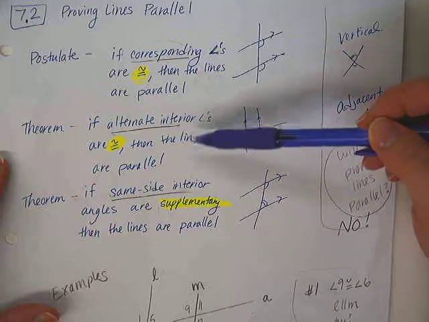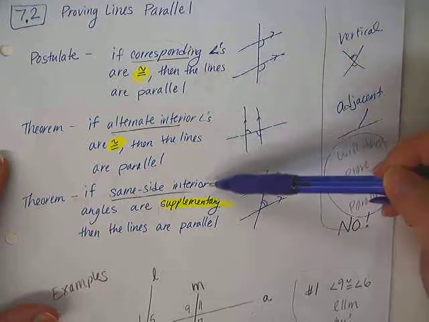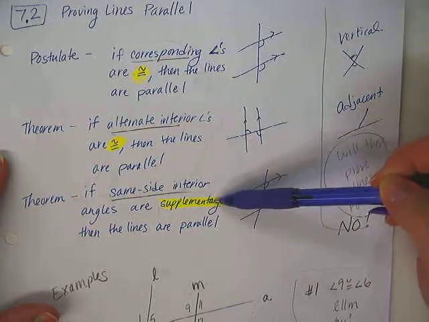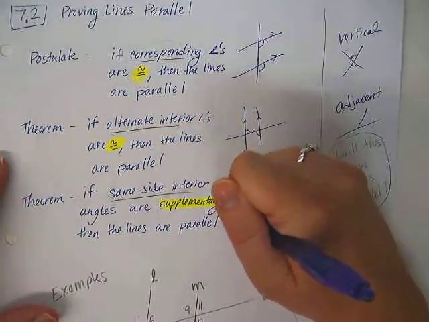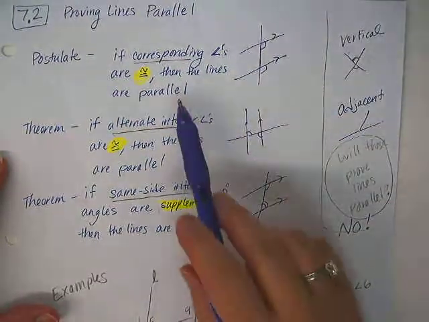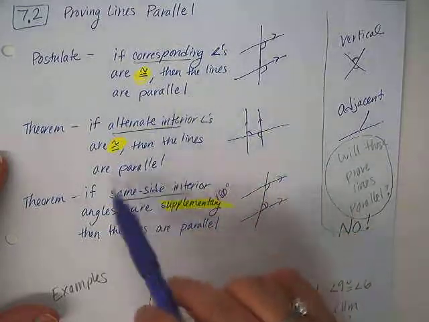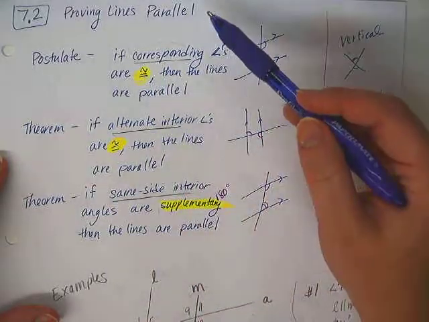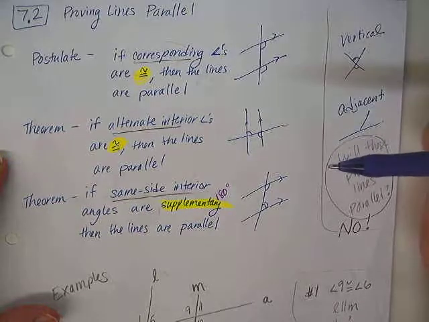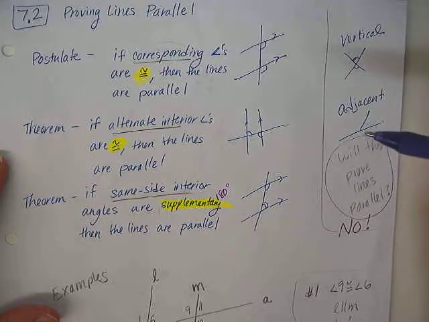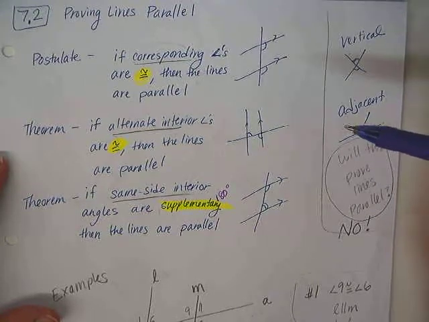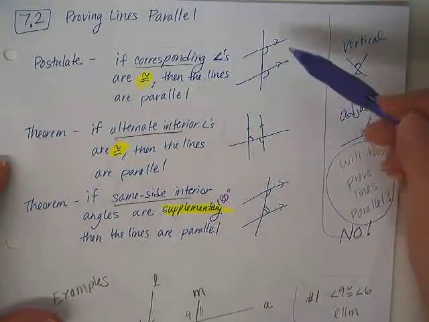If alternate interior angles are congruent, then the lines are parallel. If same side interior angles are supplementary, meaning they add up to 180 degrees, then the lines are parallel. Notice how each of these statements ends with "then the lines are parallel." So what we're doing today is being able to prove whether lines are parallel or not, or which lines we can prove are parallel. You'll see some examples in a minute of what that's going to look like.